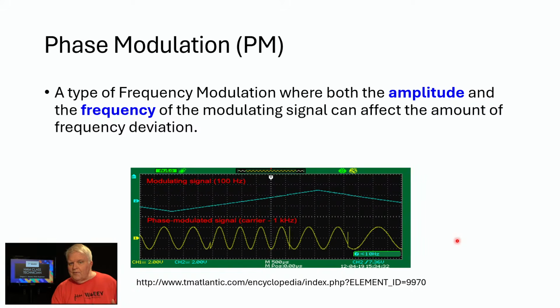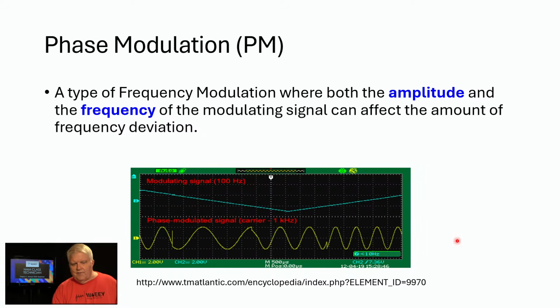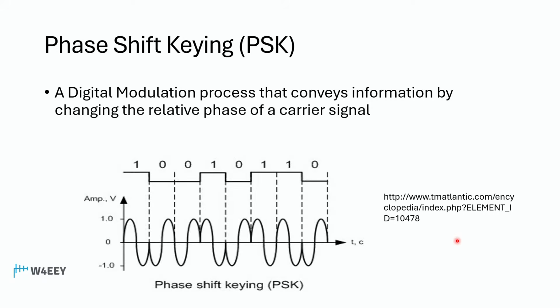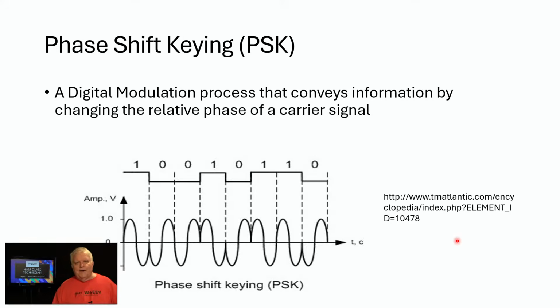All right, another form of modulation, different than what we've talked about before, is something called phase shift keying. And it's a digital modulation process that conveys information by changing the relative phase of a carrier signal. So before we've been changing the frequency and we've been changing the amplitude. Now we can change the phase. So a sine wave that was going up and down might now go up and up and up and then down. You can do that by creating this sort of complex carrier.